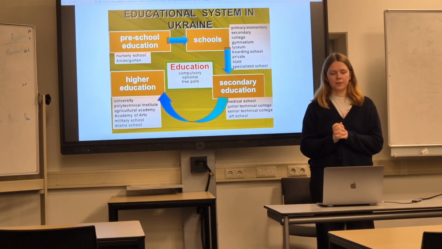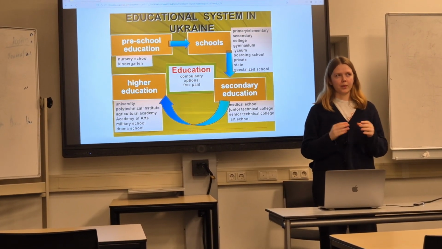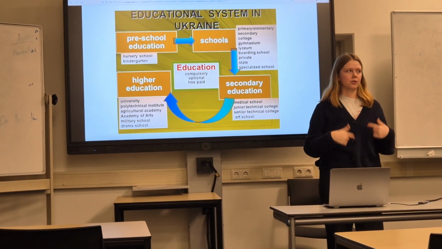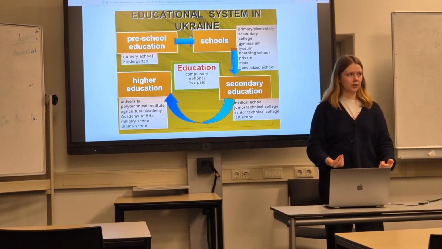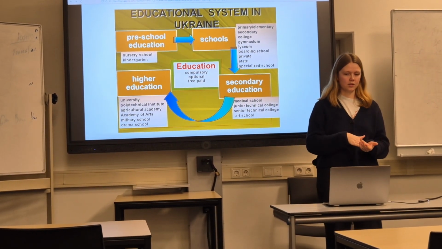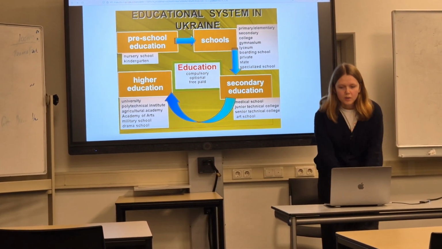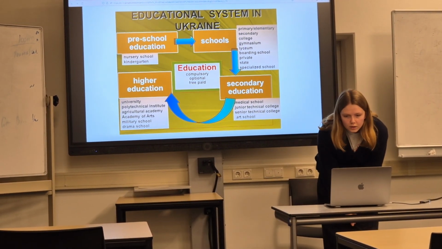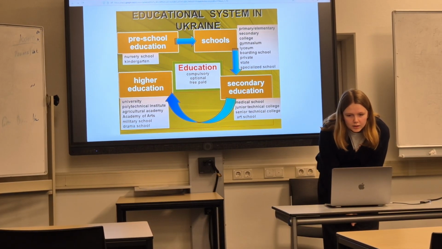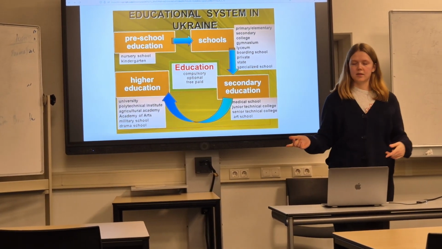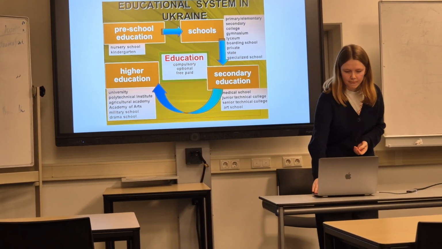In Ukraine, people start to go to school from 6 or 7 years, while in Netherlands they go from 4 or 5 years. Yeah, those are the main differences.